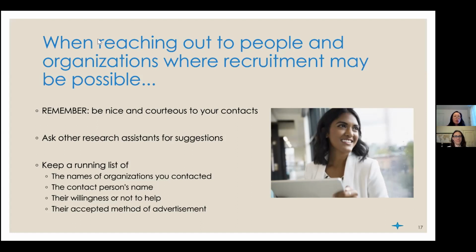And as well, keep a running list of the names of the organizations you contacted, who did you contact, whether or not they were willing to help you, and what did they accept as a method of advertisement? Did they like the flyers? Did they like printed form, or perhaps a PDF that they put up on social media? That way you keep tabs on all of that, and maybe a couple months later, if recruitment is still not up to what you want, you can contact these people again.